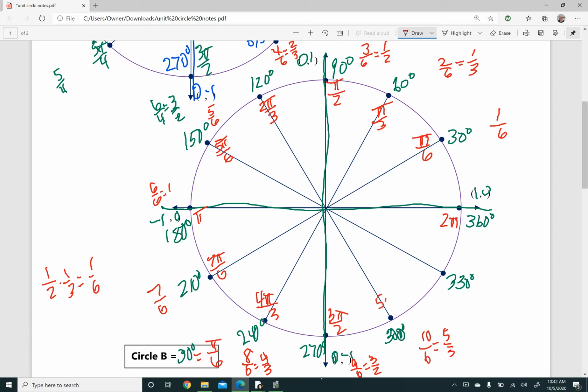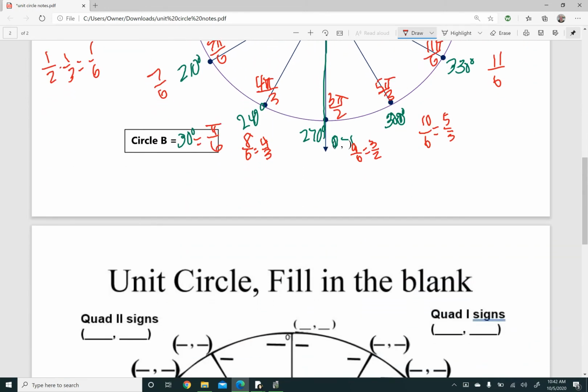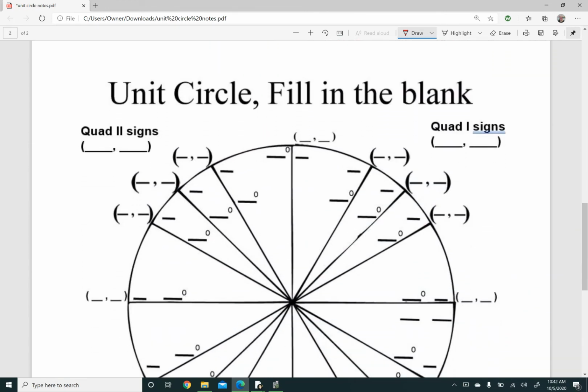Or 5 pi over 3. And this is 11/6, which is 11 pi over 6. And 12/6, which is 2 pi. Okay, so now we're going to take these two circles and put them together in this one big circle.